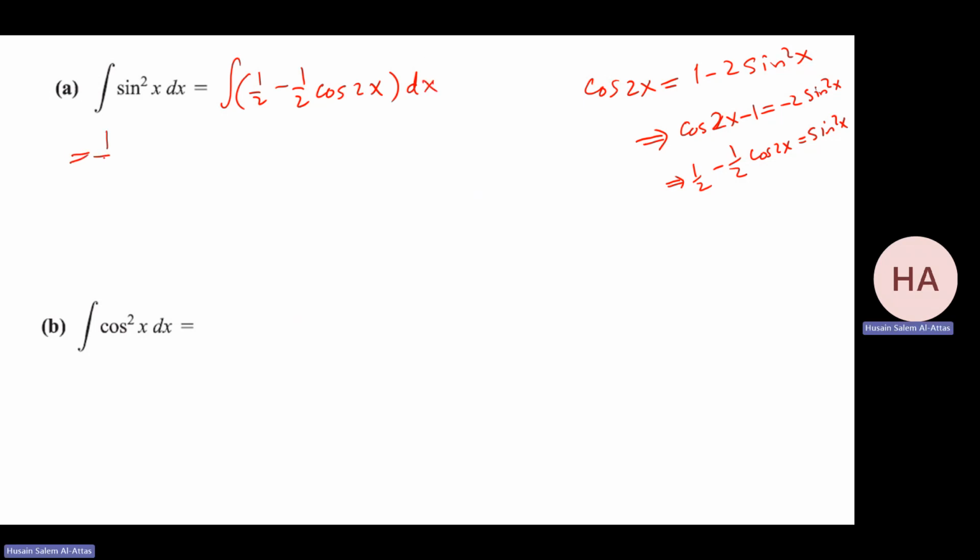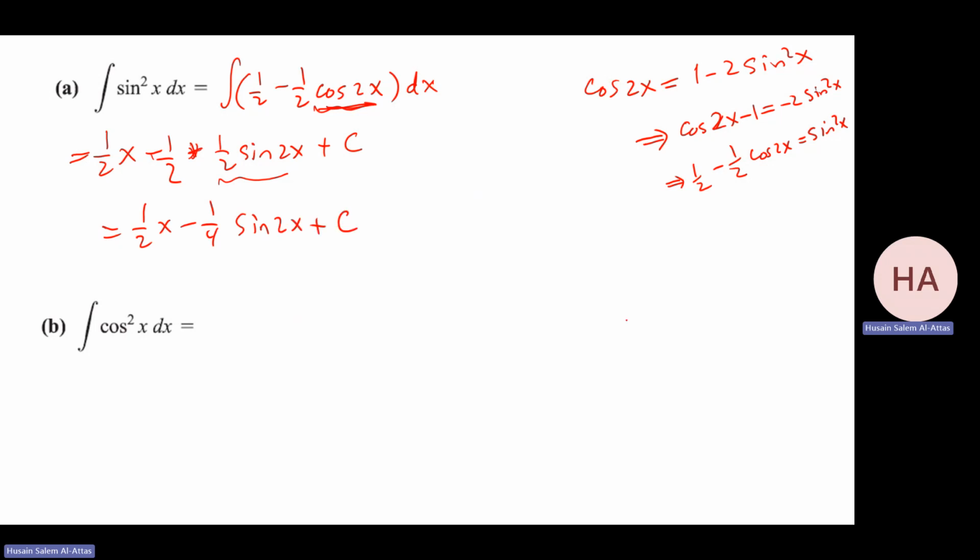That gives me what? Half x minus half. This one, what's the derivative? What's the integral of cosine 2x? Yeah, it is half sine 2x. Actually, we'll do that in detail, the substitution, but you can look at it easily. The derivative of this gives me this one. And this half is just half. Plus c. So I have x minus 1 over 4 sine 2x plus c.